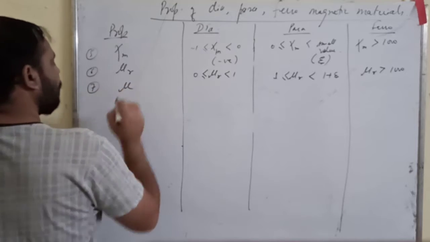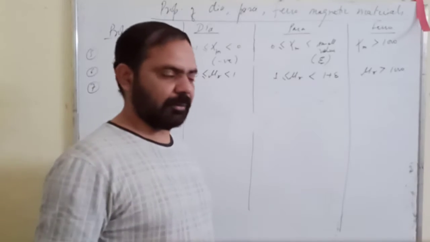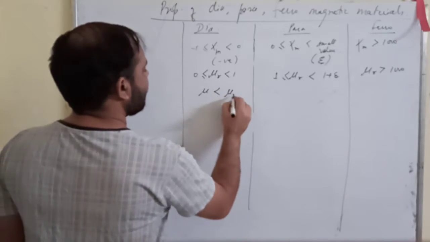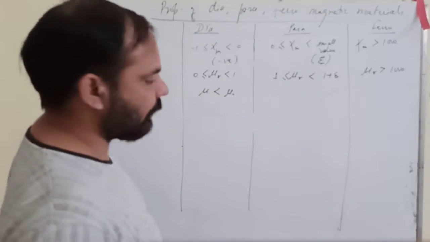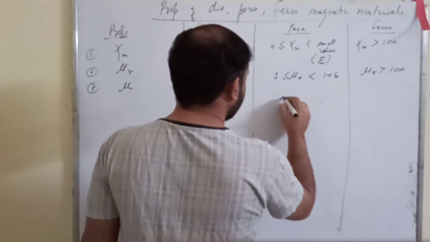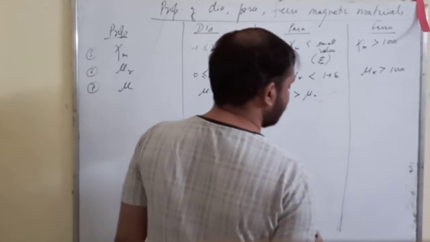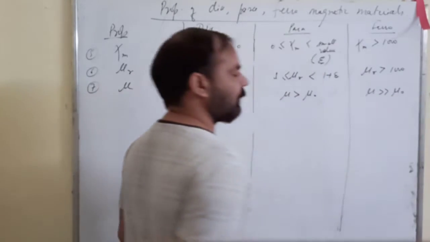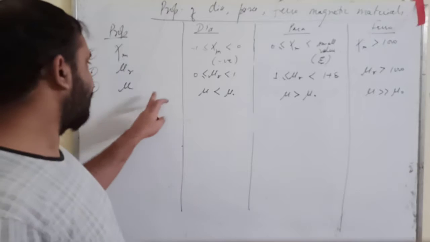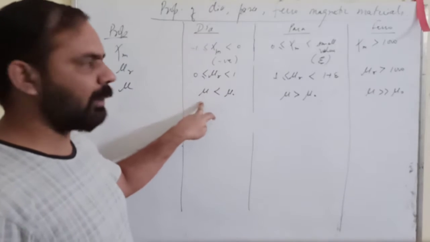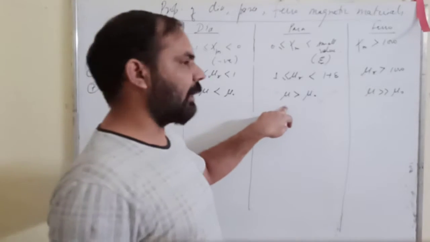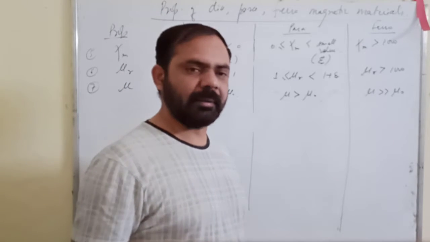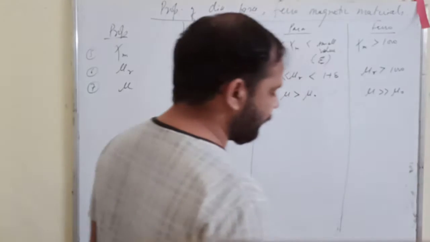Seventh is the permeability of the materials. Diamagnetic materials have a permeability less than mu naught. Paramagnetic materials have a permeability more than mu naught, and ferromagnetic materials have a permeability very much greater than mu naught. Mu naught is the permeability of free space. So diamagnetic materials have permeability less than free space. Paramagnetic materials have slightly more than free space, and ferromagnetic materials are very much greater than the permeability of free space.